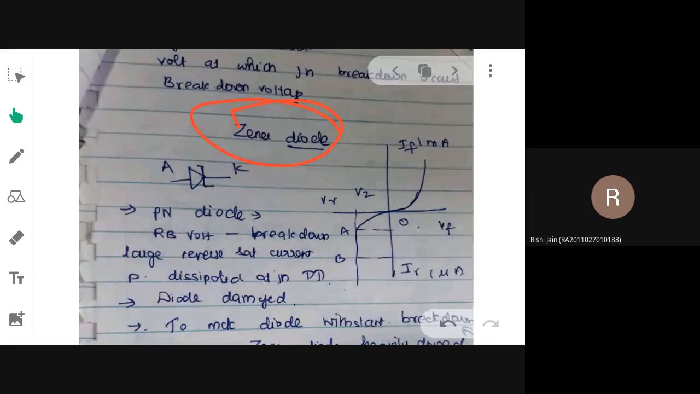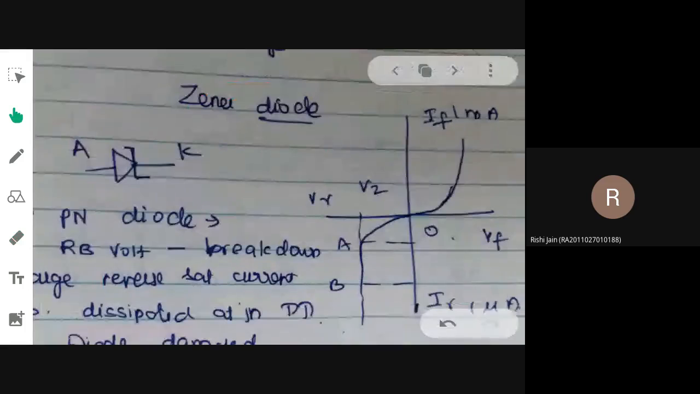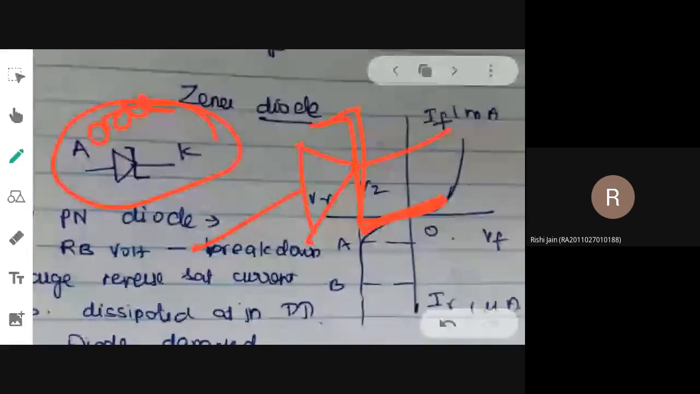Now, what is the symbolic representation that you have for a Zener diode? What are the two terminals that you have? Anode and cathode. Same terminals, but the symbol will have a Z shape. This is how you can differentiate a Zener diode and a PN diode. A PN diode has one single line, but for a Zener diode you have to indicate a Z shape.